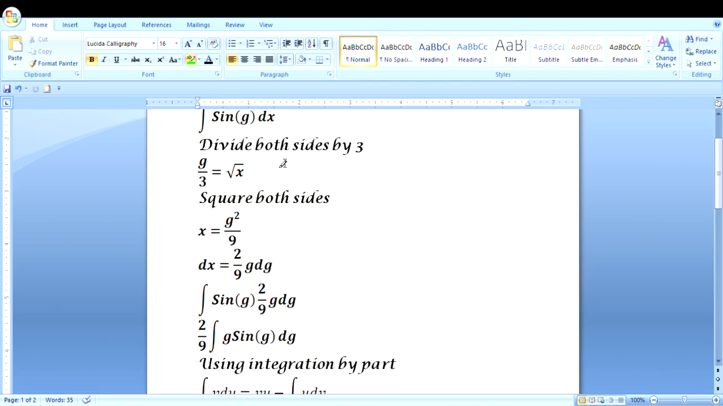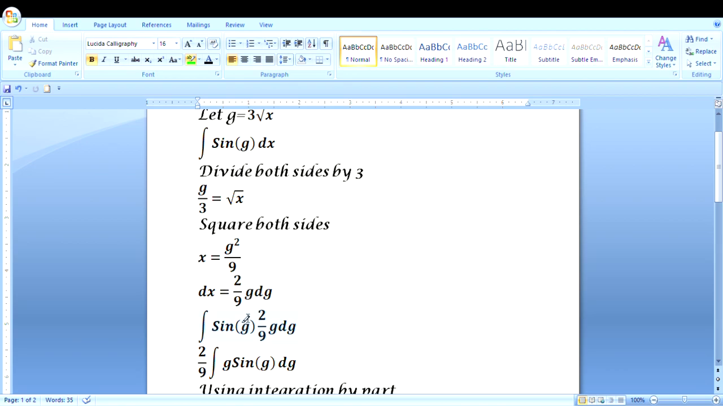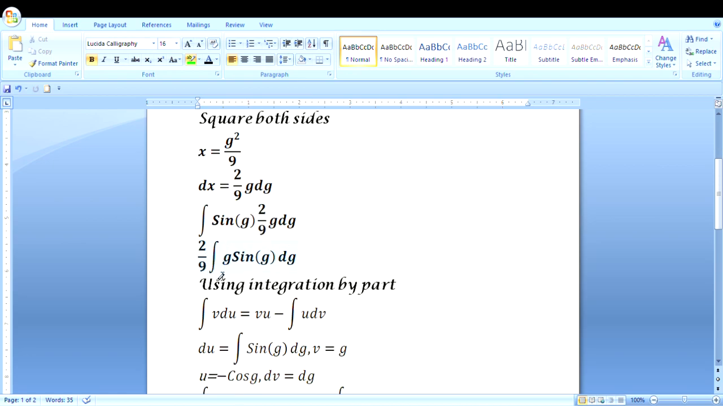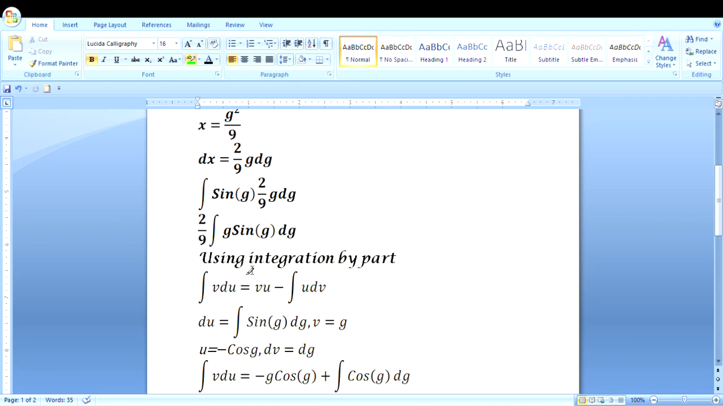So we substitute in place of dx here 2 over 9 g dg, so that it becomes integral sine g times 2 over 9 g dg. We factor out 2 over 9, and this becomes 2 over 9 integral g sine g dg. Now, observing carefully, this is g times sine g dg. This is a product, and the appropriate technique for evaluating an integral of the nature of a product is integration by parts. Here we have two functions, g and sine g, so the appropriate technique is integration by parts.